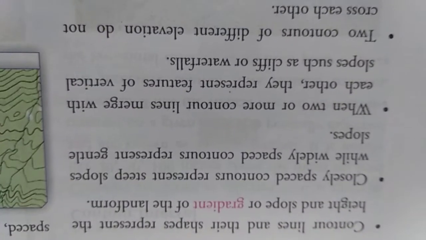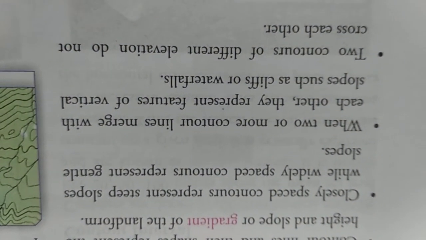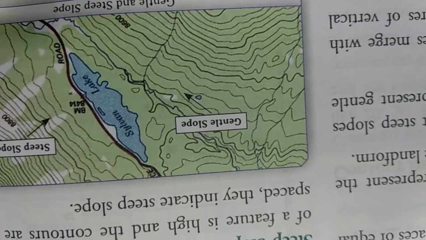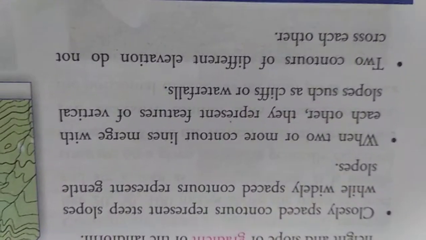When two or more contour lines merge with each other, they represent a feature of vertical slope such as a cliff or waterfall. Two contours of different elevation do not cross each other. See here, none of the lines have crossed each other. Identification of landforms through these contour lines: the types, shapes and types of slopes are all found by these contour lines.